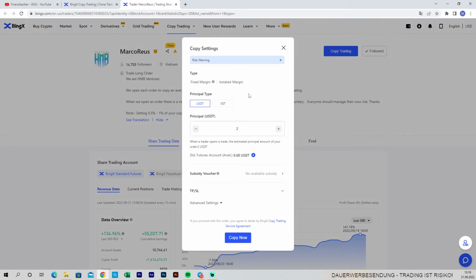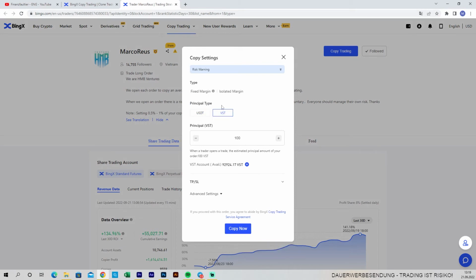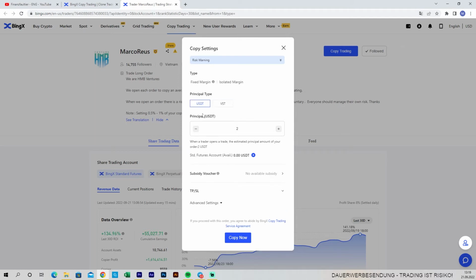Now, here come the settings. You can choose between USDT and VST. You want to use VST, that's the virtual money, to test them out with no risk involved. It's just virtual money. You can lose everything and basically not lose, right? Or after you tested him out, you can use the USDT, so Tether. Obviously for that, you need to load up USDT inside your BingX exchange account.